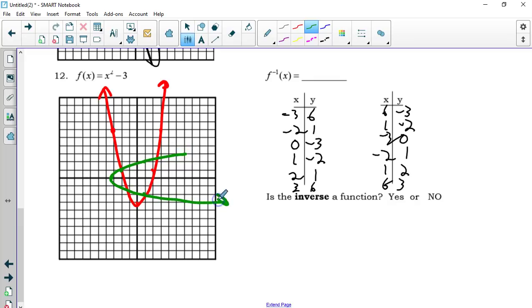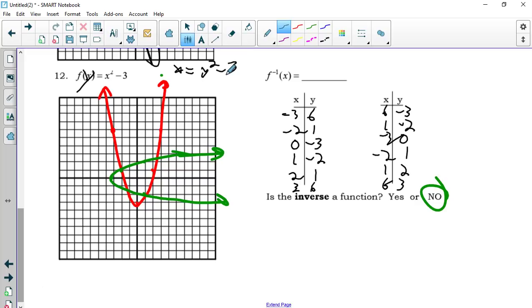And here's my inverse graph right there. Is that a function? No, it is not. Okay, so to technically find the inverse, again, we make this y equals. We're going to swap it out. So we're going to say x equals y squared minus 3.